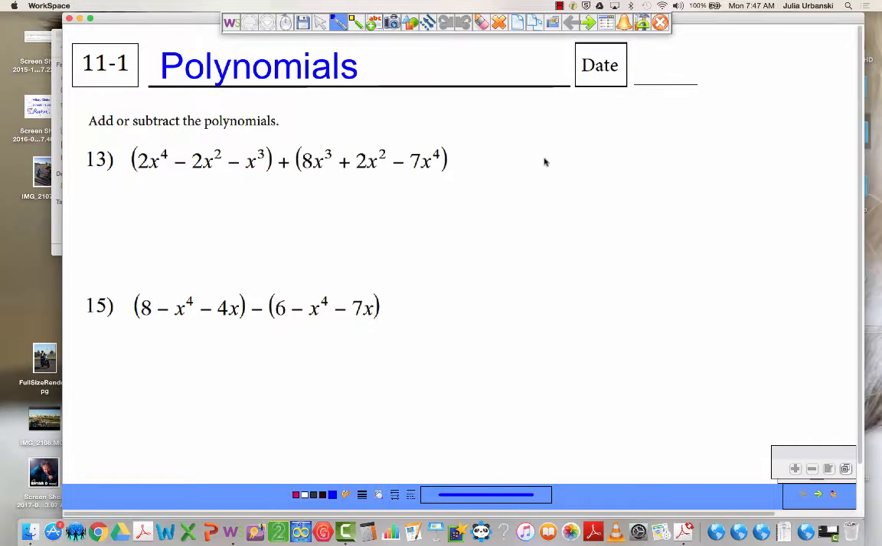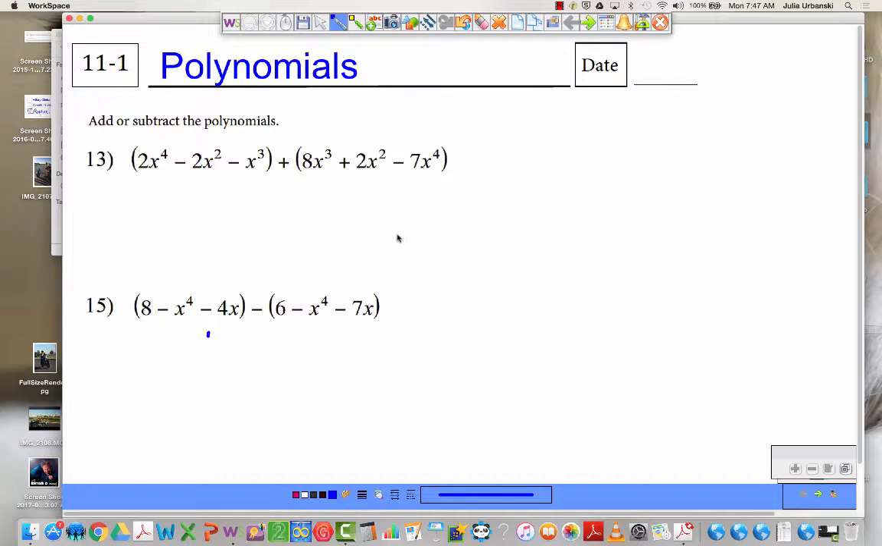So polynomials, we're going to be getting into those little by little, but go down to number 13. And one of the things you need to know is about combining like terms. Like terms are terms that have the same variables with the same exponent. And so as you're doing these, you might have had several different ways when you were younger to learn it.